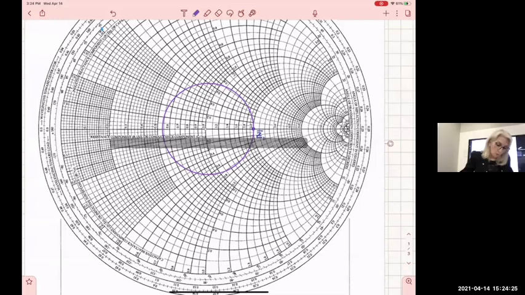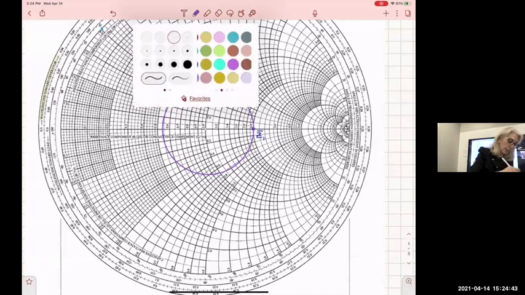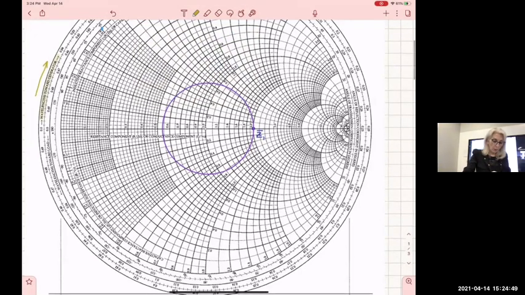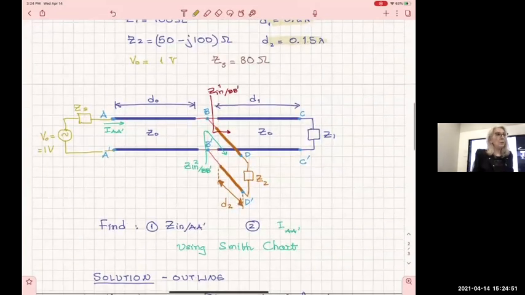Now we have to find out which direction we're going to move. First of all, remember that this shows the direction we take when we move towards the generator. To be able to find Z input, I have to move like this. You agree? So I'm moving towards the generator, because that's where all of my power comes from, the left.